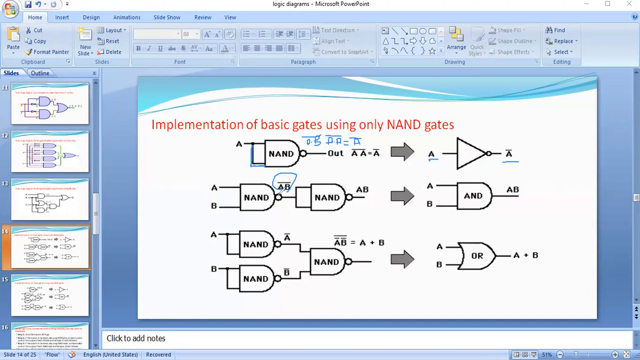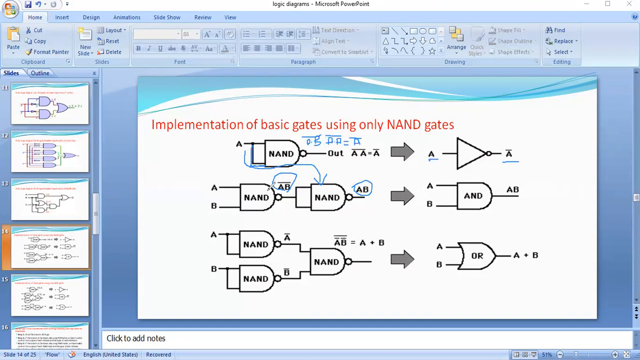So here I'm giving this (A dot B) whole bar as input to another NAND gate. What is the output here? AB. If you want to complement, you have to give this (A dot B) whole bar to the inverter. We know the inverter using a NAND gate. So in that case we can implement the AND function using only NAND gates.